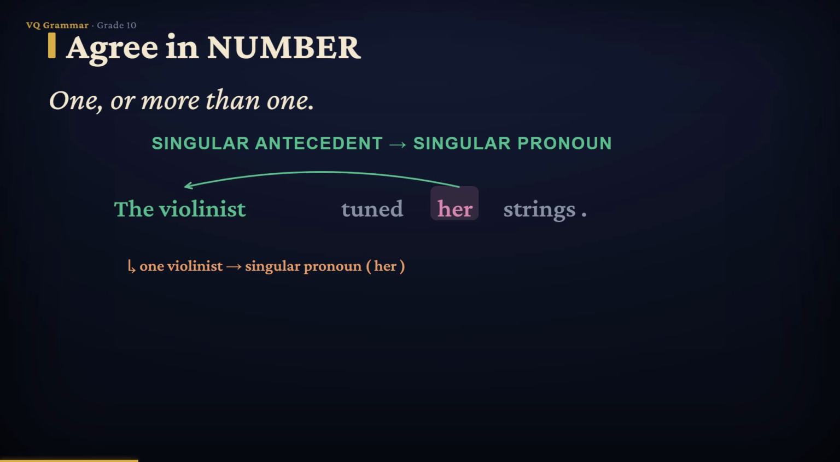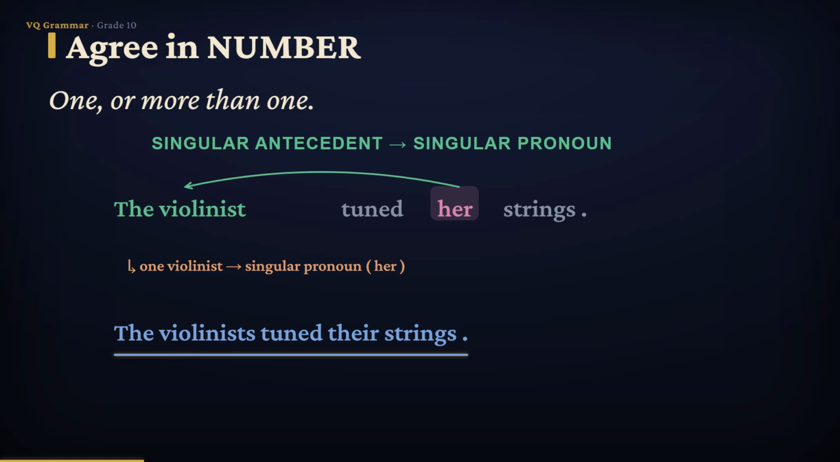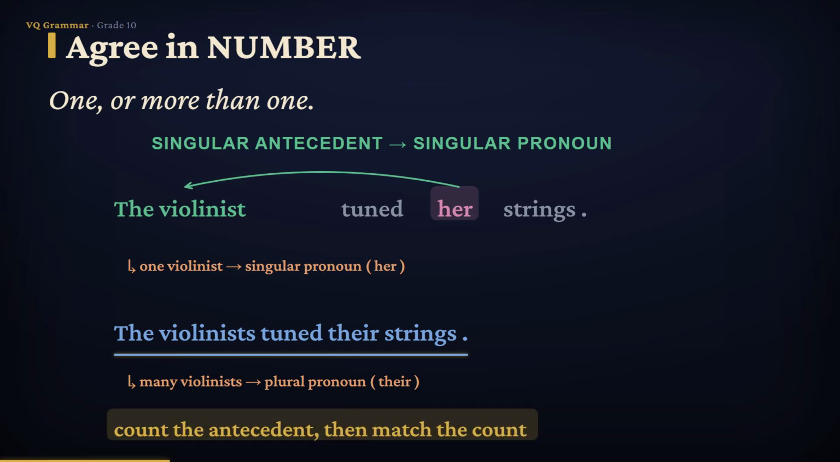Now watch what happens when I make the antecedent plural. The violinists tuned their strings. Two or more violinists now, so the pronoun turns plural. Their. Nothing else in the sentence moved an inch. So here is the rule, simple to say and easy to forget. Count the antecedent first, then match the count.